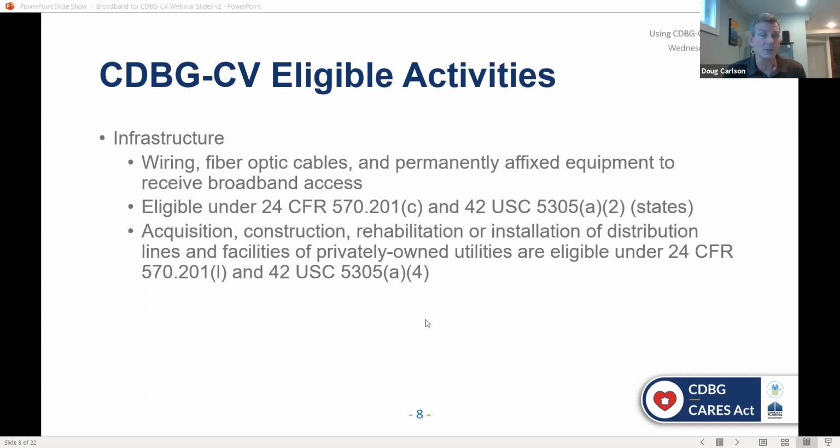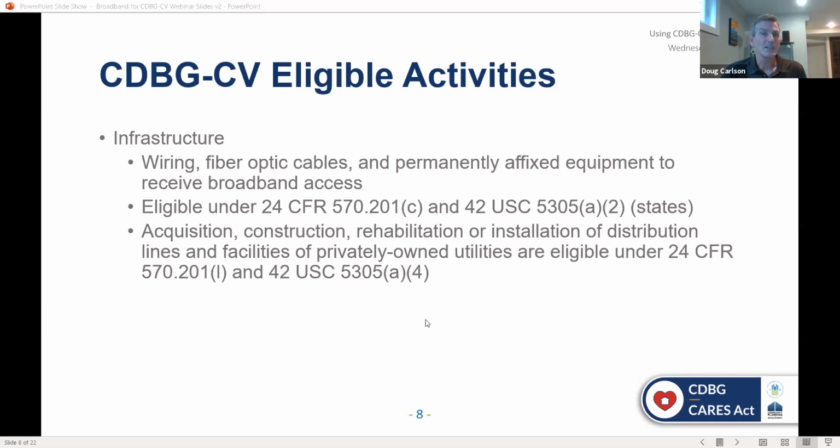And then after I go through this category of eligible activities, we will actually stop for your questions around eligibility, because that's usually a topic that generates a lot of questions. So we will stop at the end of that section on eligible activities that I'm going to do before Stan goes into his section on national objectives, and answer any questions that you have about eligibility with respect to CDBG-CV for broadband.